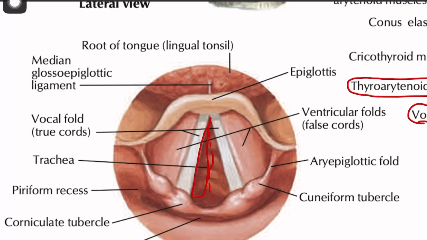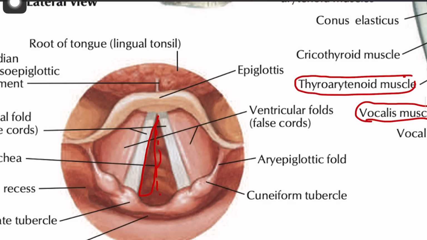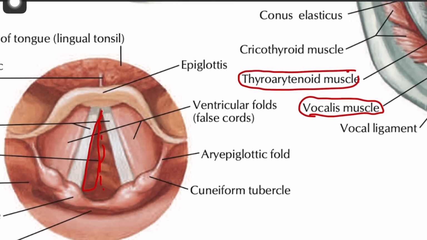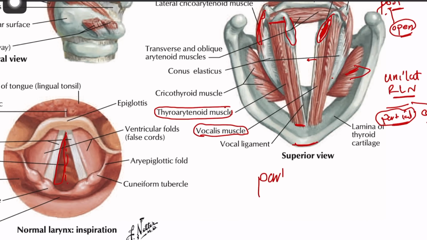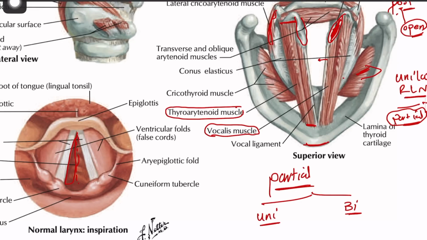Okay. What if it's bilateral and partial? So the posterior cricoarytenoid will be affected. That will lead to complete closure of the vocal cord, and that will lead to respiratory compromise. So that's why we hate the partial, because partial is respiratory compromise. Partial could be unilateral or bilateral. Bilateral, complete closure of the vocal cords, and this will lead to respiratory compromise. Unilateral will lead to shortness of breath.